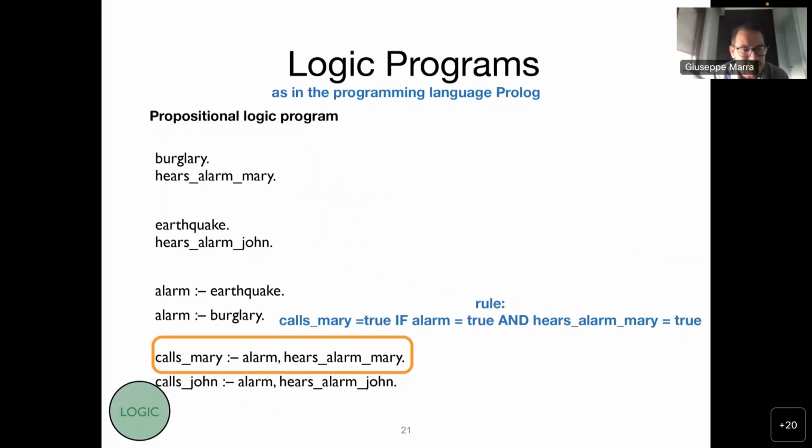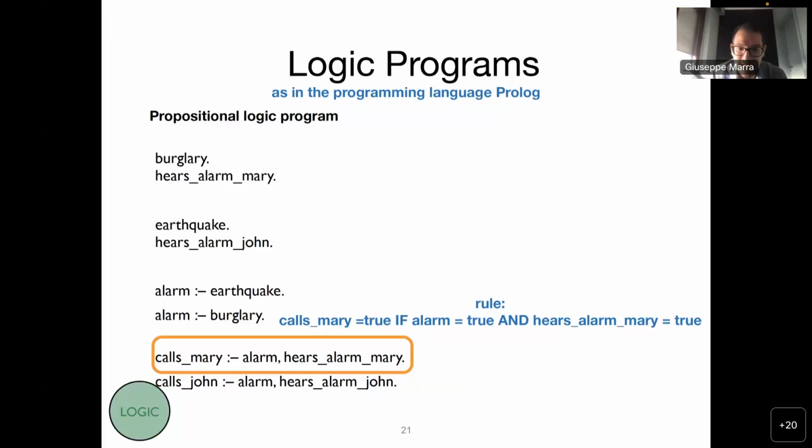And the interpretation of these rules is very important for this proof-oriented vision of logic, because these rules are computational rules, and should really be seen as computations. For example, the rule highlighted in the slide here tells that calls Mary can be set to true if both alarm is true and earth alarm Mary is true. So we are really computing the value for calls Mary given the values of other true facts like alarm and earth alarm Mary.